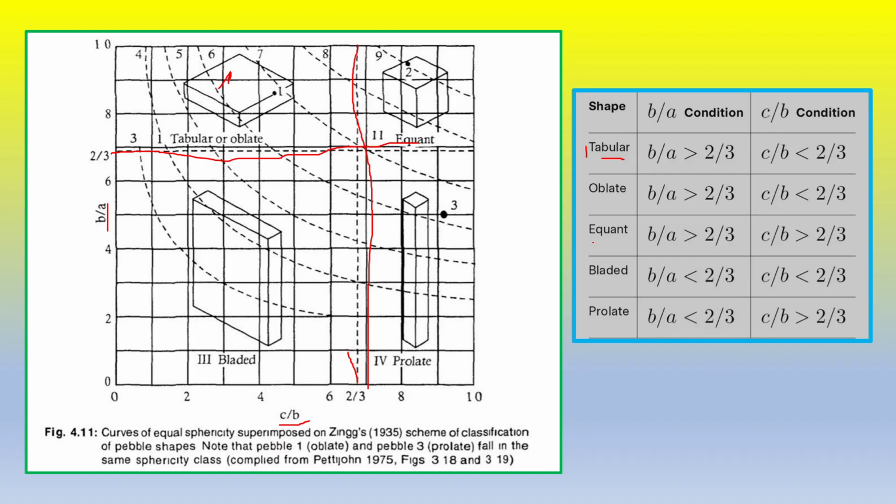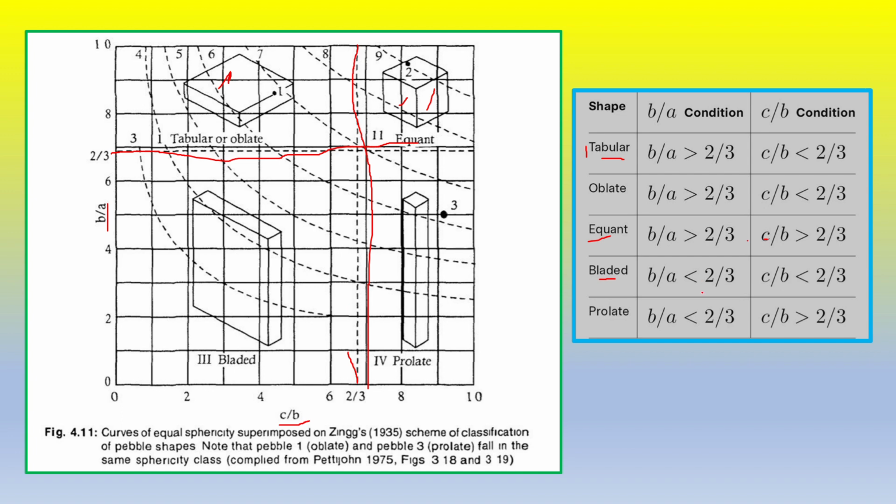Next, for equant, b by a is greater than 2 by 3 and c by b is also greater than 2 by 3. You see, this is the 2 by 3 line, and c by b is also greater than 2 by 3. Okay.